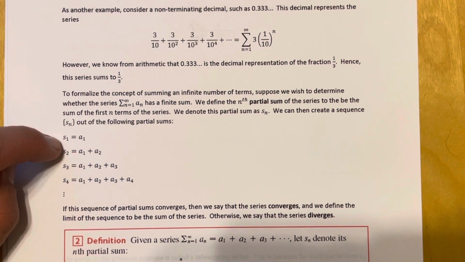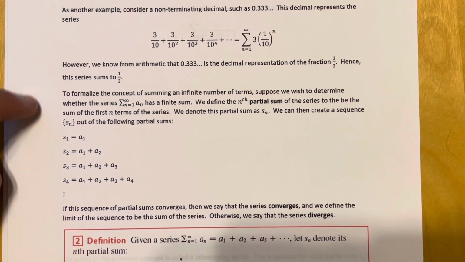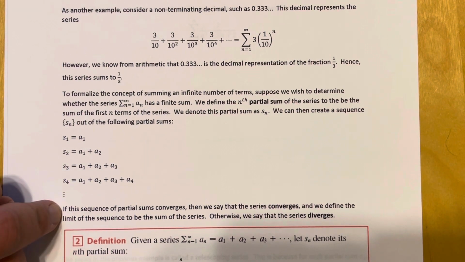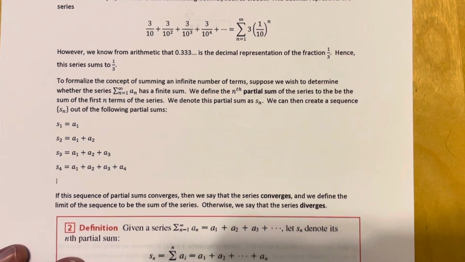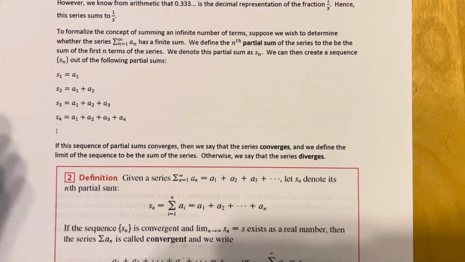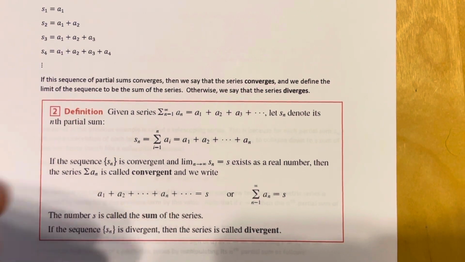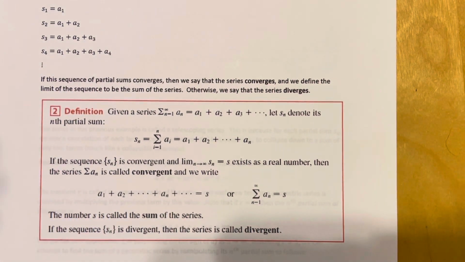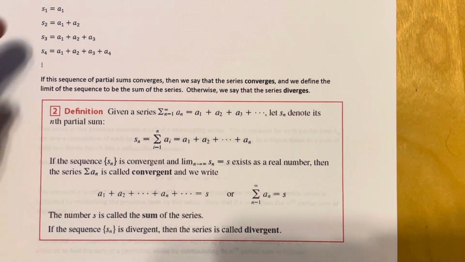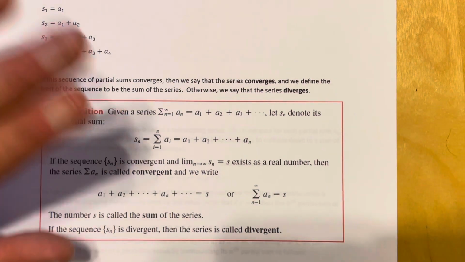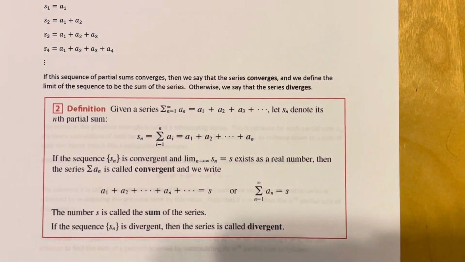And that sequence of partial sums, if it converges, then we define the limit of that sequence of partial sums to be the sum of the series. That's how we make this a little bit more formal. So if that sequence of partial sums has a limit, and we say that that's what the sum of the series is, then we say that that series is convergent, or we say that it converges. If that sequence of partial sums does not have a limit, then we say that the series diverges. So that's what this definition is saying.